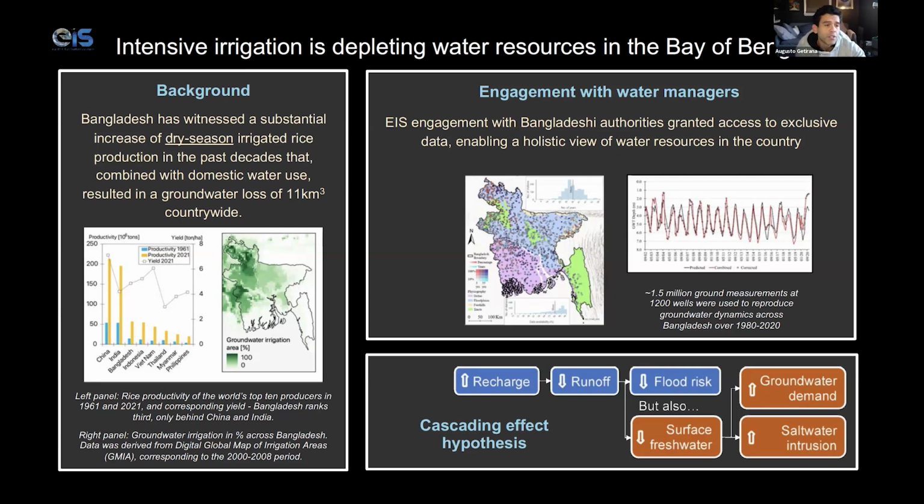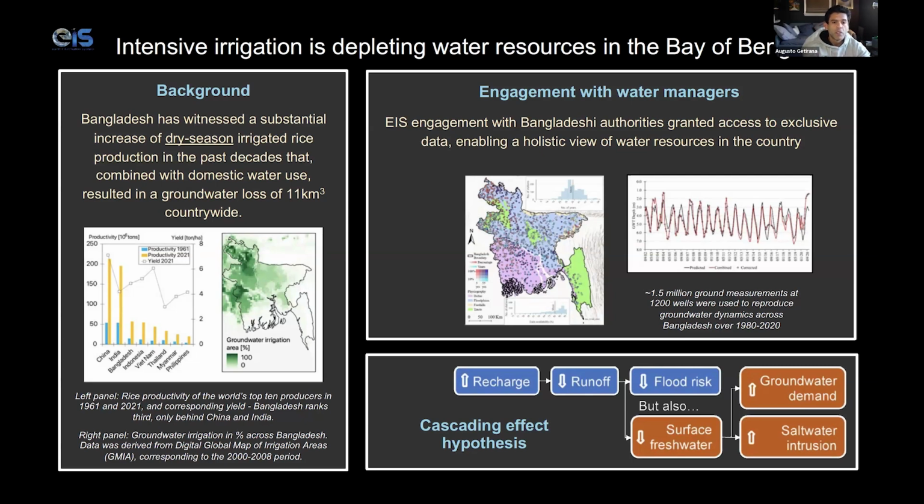But why Bangladesh in particular? Because the region has been under extreme and increasing climate and human pressure, with intensive groundwater pumping for irrigation, as well as sea level rise and decreasing precipitation. So there's a lot going on in that tiny region of the world.